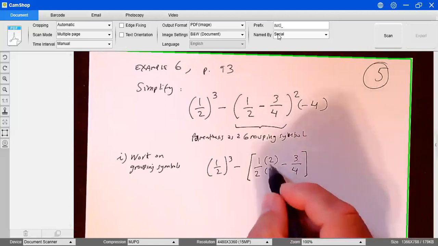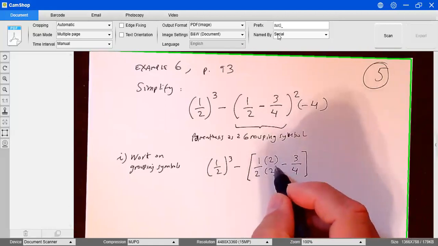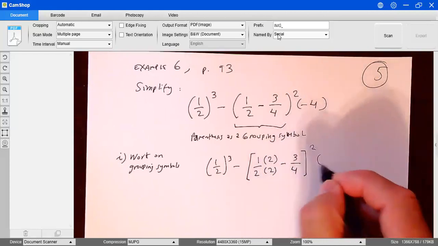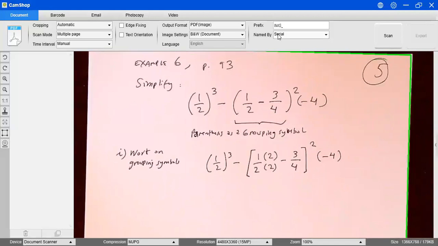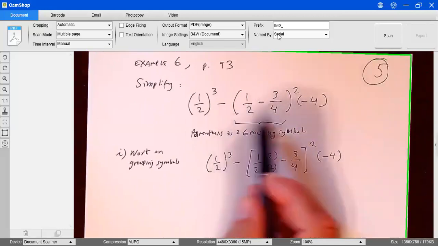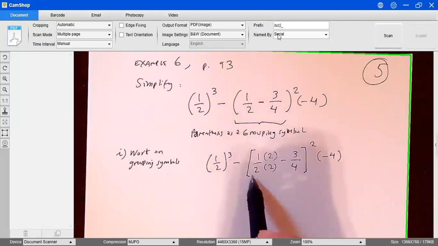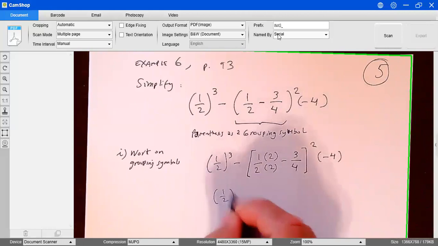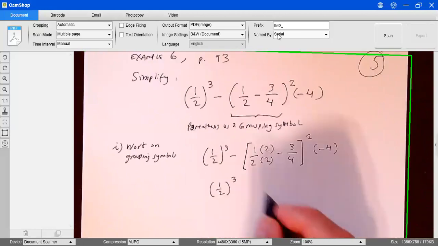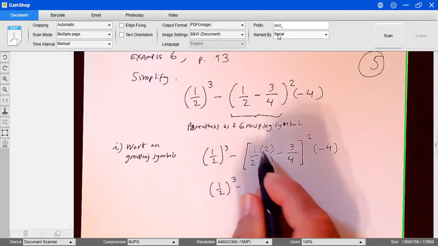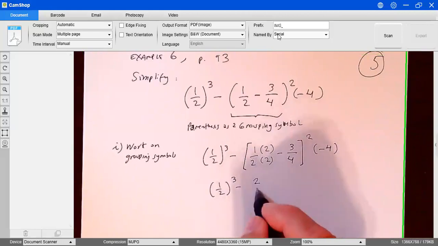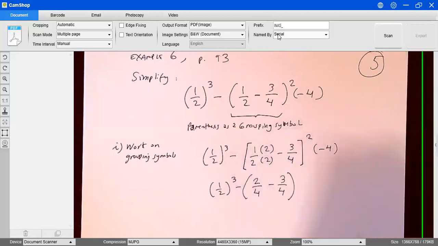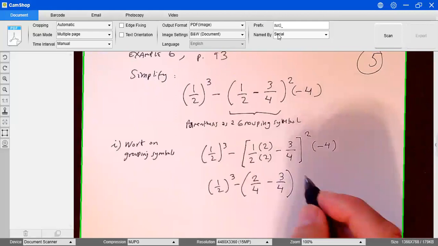And I am doing that because now I have parentheses here that are used for a different purpose, to indicate multiplication. So I'm just switching from using a parenthesis as a grouping symbol to using square brackets as a grouping symbol. So let's continue. So I have 1/2 to the 3rd power. Then 1 times 2 is going to be 2. 2 times 2 is going to be 4. Minus 3 fourths, and then we can get back our parentheses as a grouping symbol.